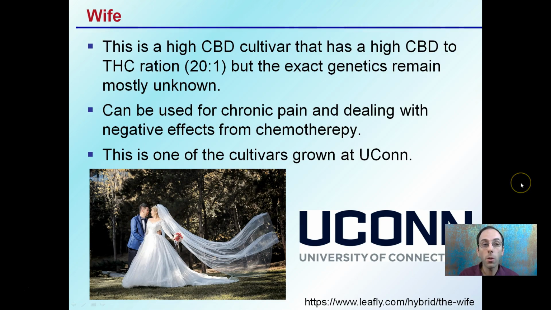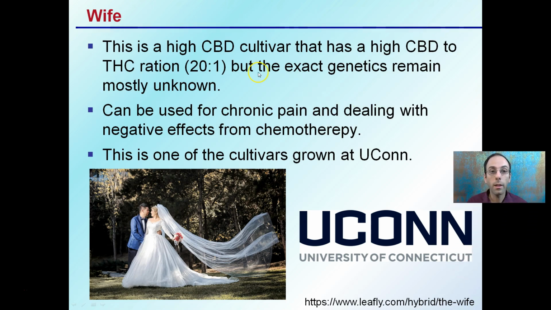A variety we're growing at UConn is called Wife, and this is a high CBD cultivar. It has a high CBD to THC ratio, though the exact genetics and the lineage it came from remain mainly unknown. It can be used for chronic pain and for dealing with negative effects from chemotherapy. As I said, this is one of the varieties being grown here at UConn.